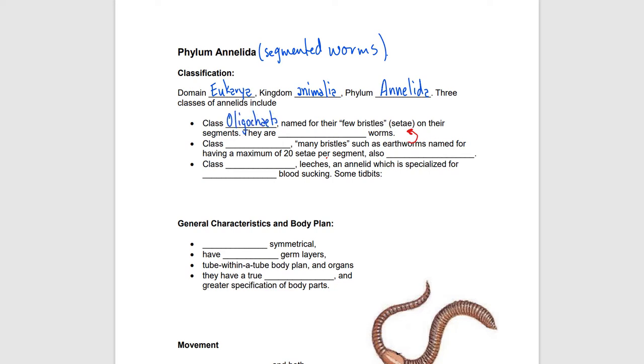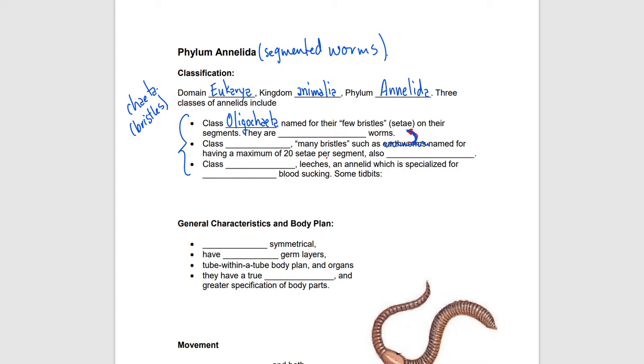Now this word chaeta, these are classes, right? This chaeta refers to their bristles, and I could show you some images to see how those are different. Now, I made a mistake here. This is supposed to be earthworms here. So earthworms are up here, so if you scratch that out. They're named for very few: oligo means few bristles, or setae, these chaetae, on their segments.